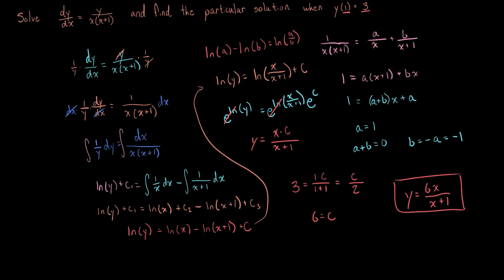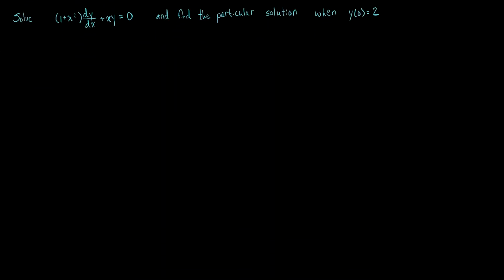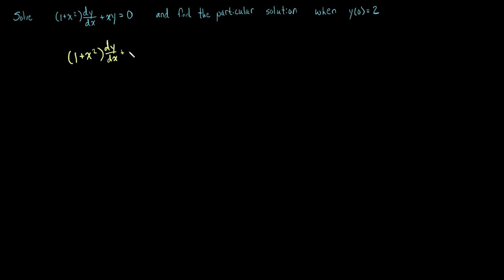Just for the sake of hammering in what we already know, we can go ahead and do one more example. So we have to solve a differential equation and find the particular solution when y of 0 is equal to 2. So let's go ahead and do that. So we have 1 plus x squared dy over dx plus xy is equal to 0.